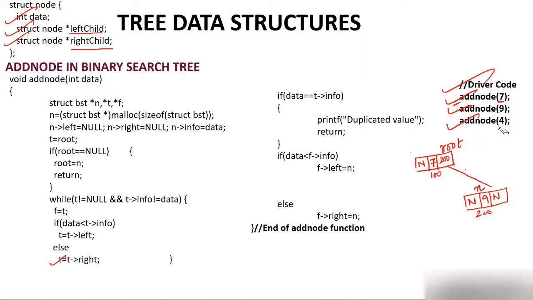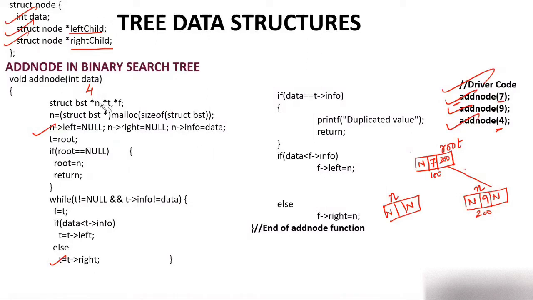This function call is calling add node 4. I'll come here and pass data as the argument 4. I'll again create three pointers. Fine. I again create a node. The name of this node is n. With this, n left has null. And right is what? Null.